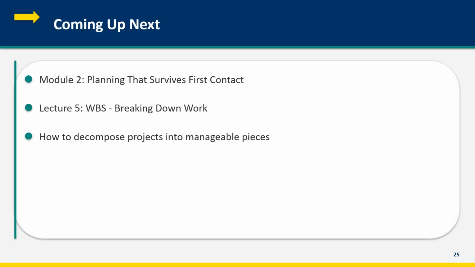We've now completed Module 1, Foundations Without the Fluff. In Module 2, we move into planning that survives first contact with reality. Lecture 5 will cover the Work Breakdown Structure, or WBS. You'll learn how to decompose projects into manageable pieces that can be estimated, assigned, and tracked.